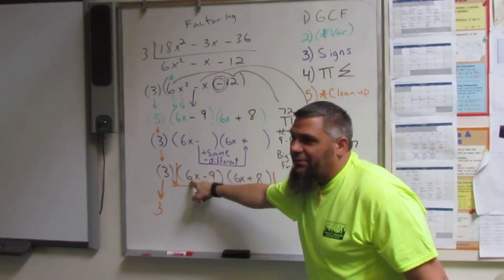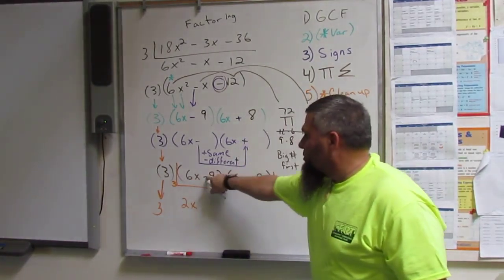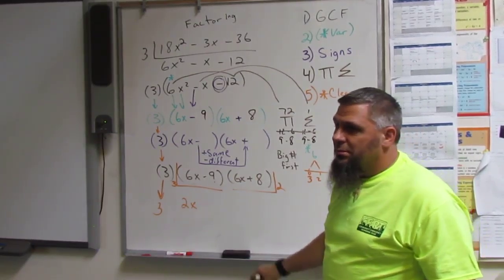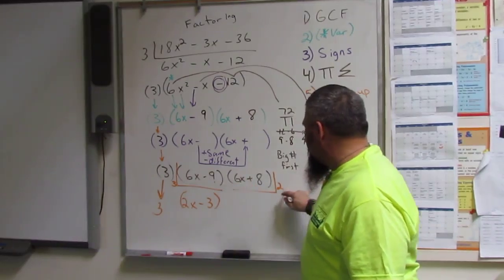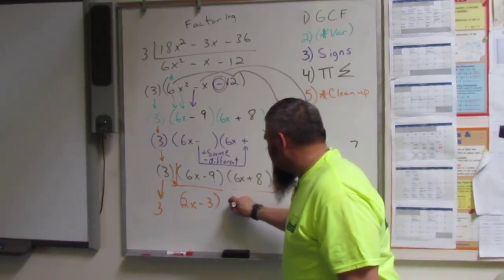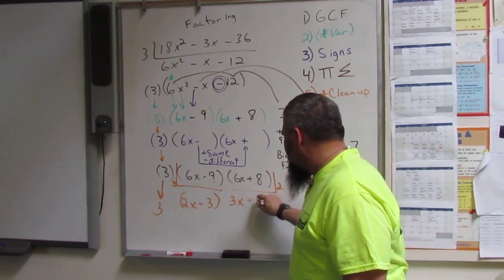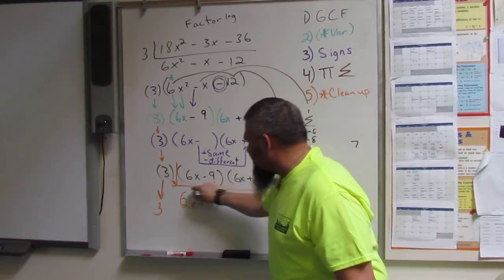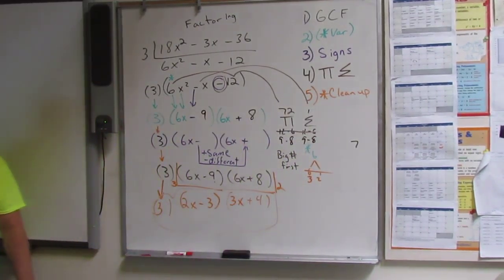3 goes into 6 how many times? 3 goes into 9 how many times? 2 goes into 6. And 2 goes into 8. And that's factoring. Okay? That's factored.